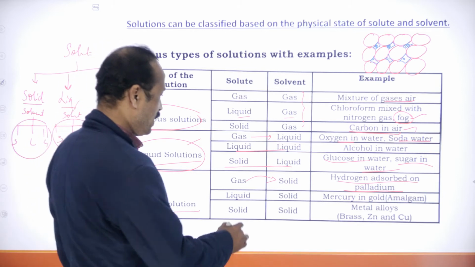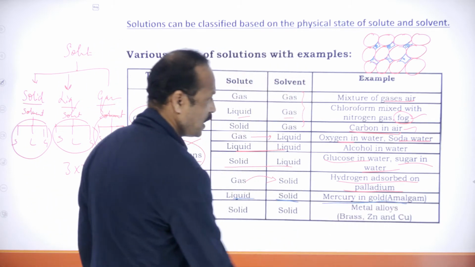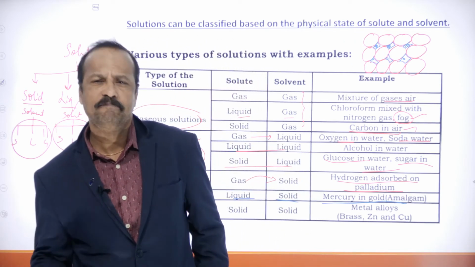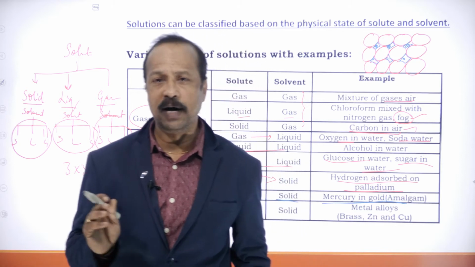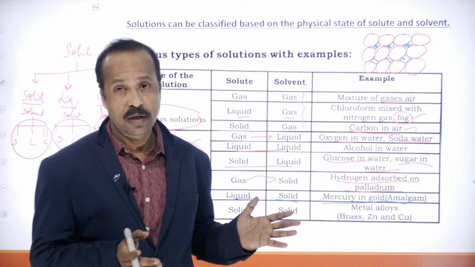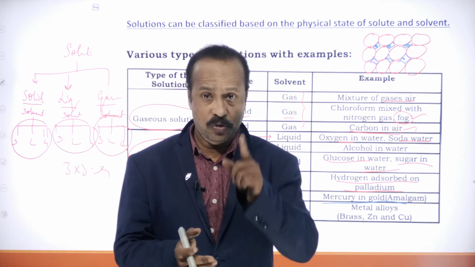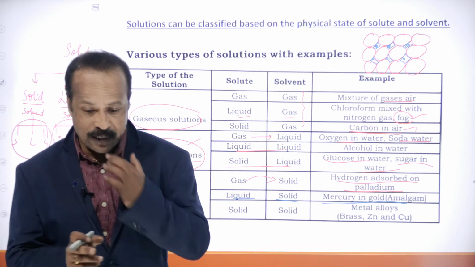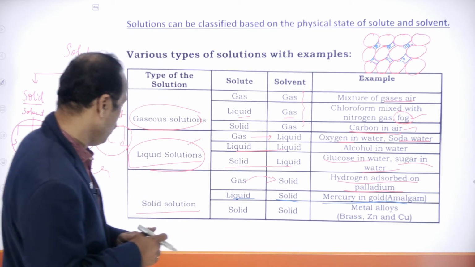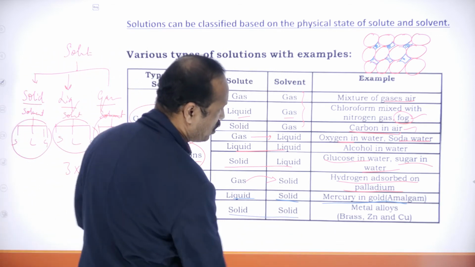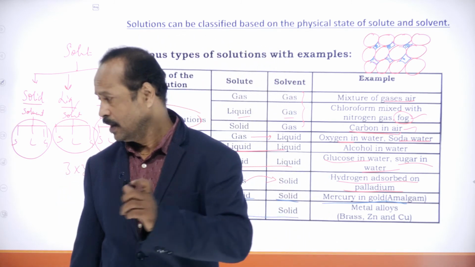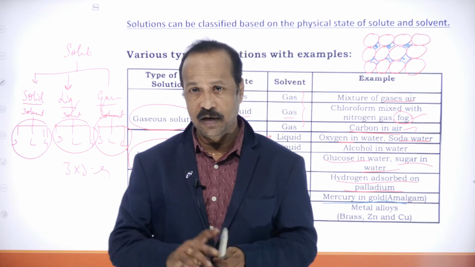Then come to liquid in solid. Mercury in gold, which are called amalgams. When mercury is mixed with some solids, they are called amalgams. Mercury can mix with sodium, mercury can mix with gold. Mercury is a liquid, right? So when mercury is mixed with these metals, they are called amalgams. Then solid in solid, that is metal alloys. Do you know what alloys are? For example, take stainless steel. Generally, you drink water in stainless steel glasses, right?